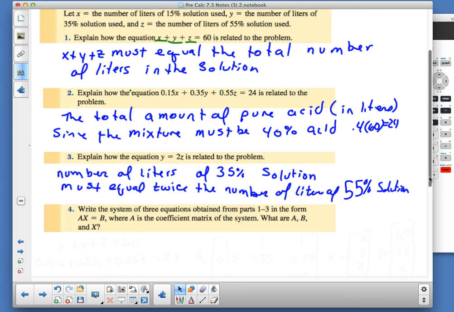So first write those equations down, and then write in your coefficient matrix, your X matrix, and your B matrix. It's our opportunity to fly on our own. See how we do. Remember, your equations should be X plus Y plus Z equals 60, 0.15X plus 0.35Y plus 0.55Z equals 24, and Y equals 2Z, except we don't have the variables on either side of the equal sign. We have to get it to the left.